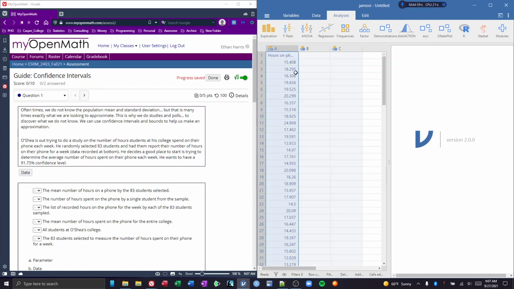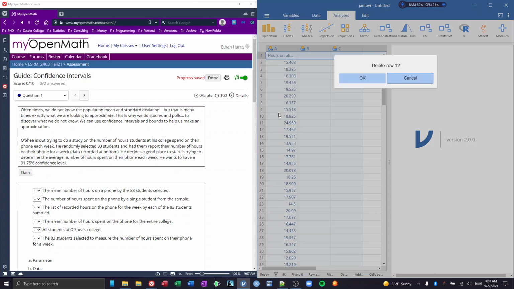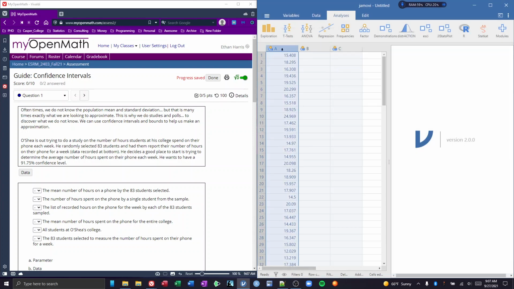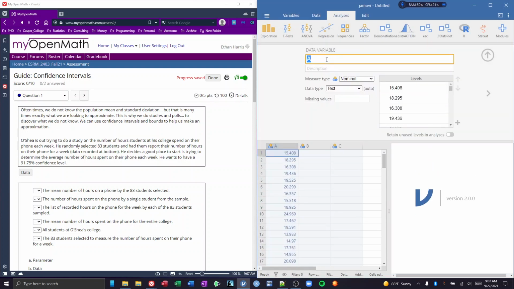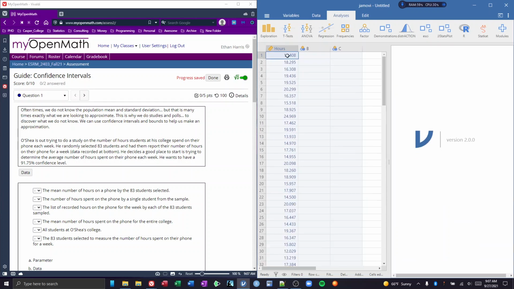Let's paste it in. Now, if you notice I made a mistake, I accidentally put this hours in here. If you do that, you can just click on this one, do a right click, and you can say delete the row. It'll say, do you really want to delete it? I'll say yes. And then we need to do a little bit of editing to get this in the right data type. So I'm going to label this as hours. And we know that this is going to be continuous and decimal. And so we've got our data imported correctly in Jamovi.